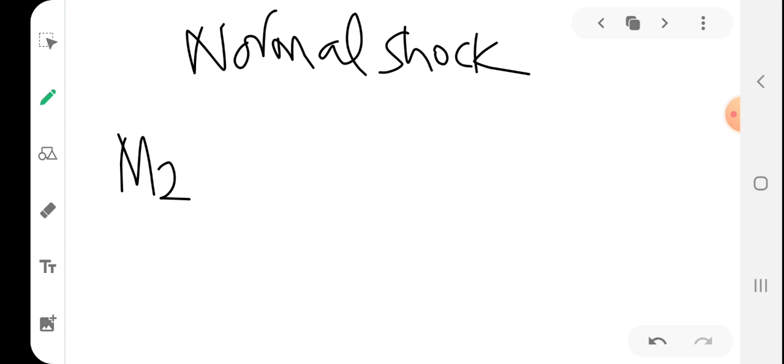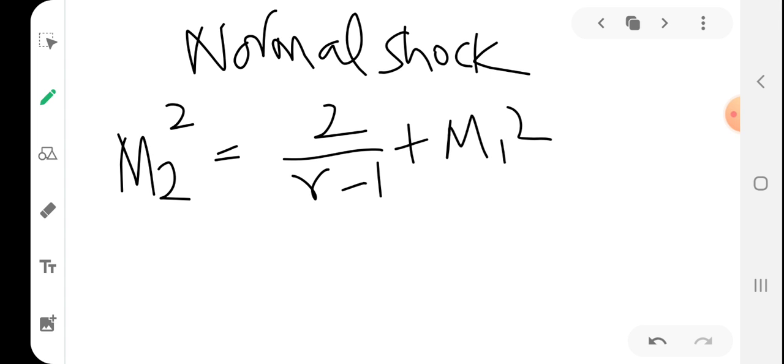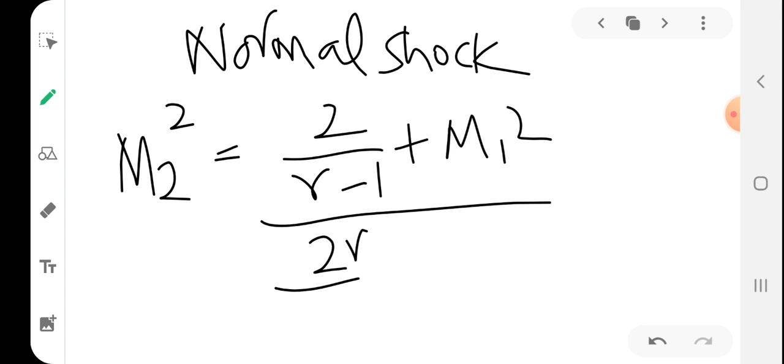In terms of upstream Mach number can be written as 2 by gamma minus 1 plus M1 square by 2 gamma by gamma minus 1 M1 square minus 1. So students, this is the relationship between upstream Mach number and downstream Mach number. So we have derived this equation, and I have already told you that there is no need of by hearting this equation, because this equation is readily available in your data book.